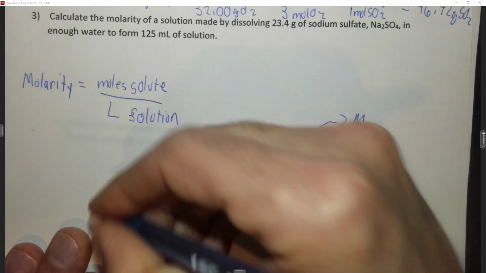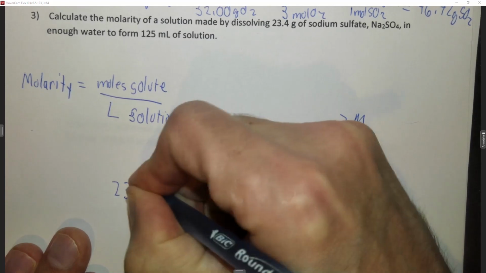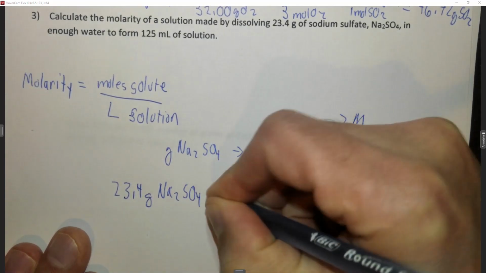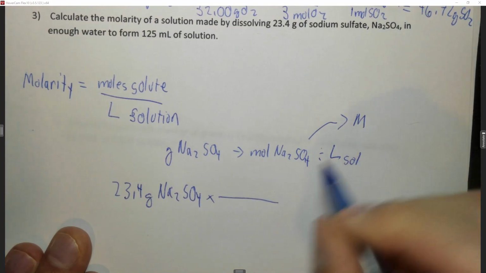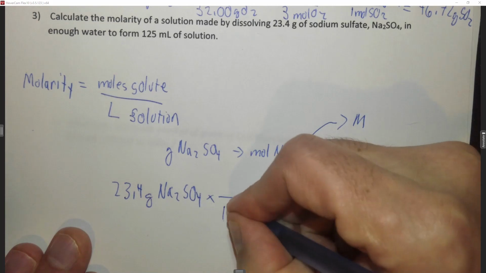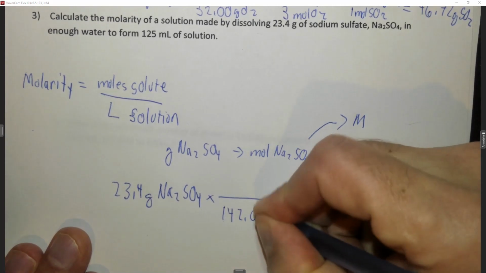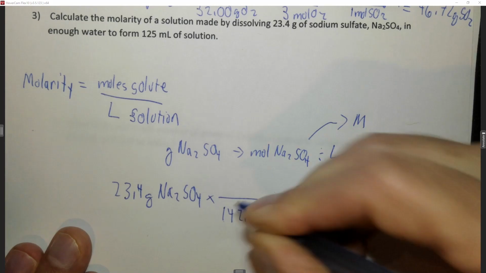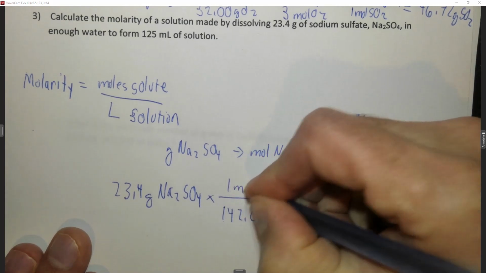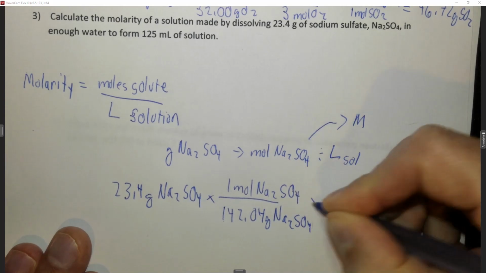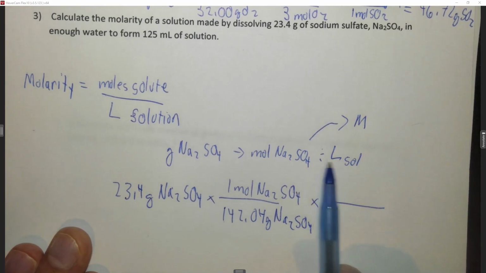So in this case, I'm going to start with 23.4 grams of Na2SO4 times, I want to put the molar mass of Na2SO4 on the bottom, which I looked up on Google, and it's 142.04 grams of Na2SO4 on the bottom. On top, 1 mole of Na2SO4. Now, I want to divide by liters.